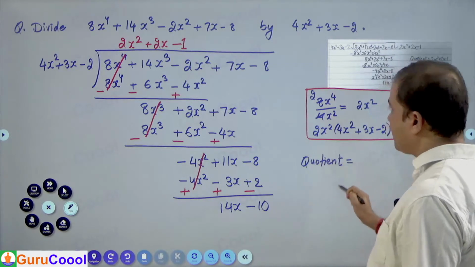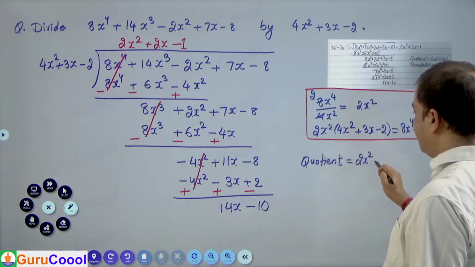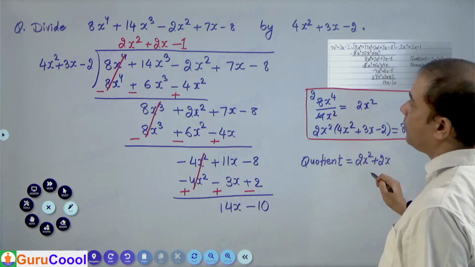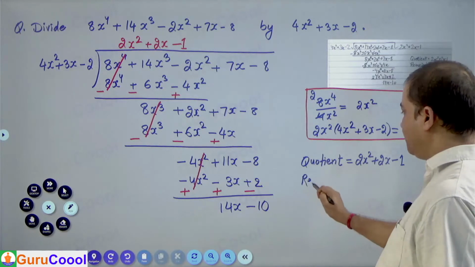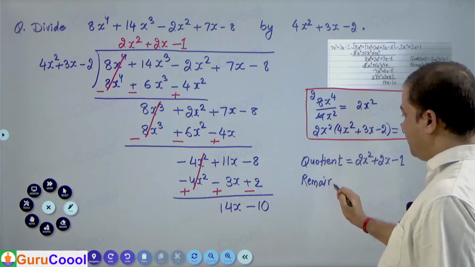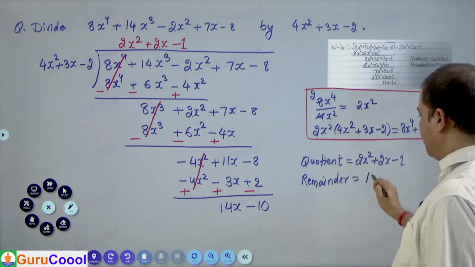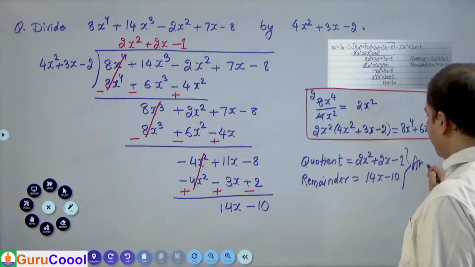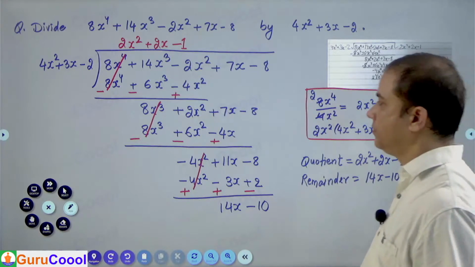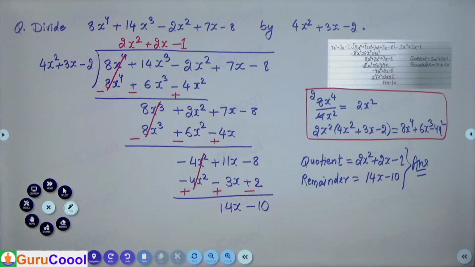Quotient 2x square plus 2x minus 1 and remainder 14x minus 10. These two together make the answer. Any confusion? No, sir.